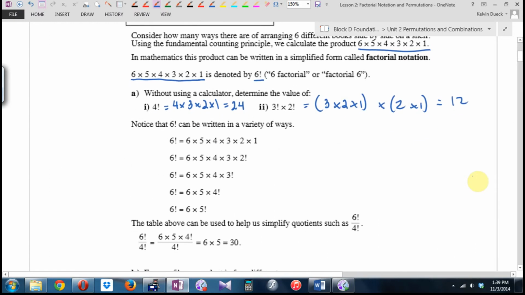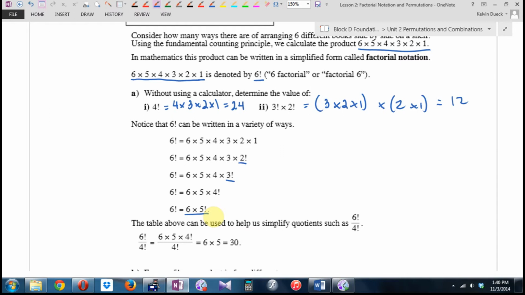Also, I want you to notice that 6 factorial can be written in a variety of ways. If you write it out all the way, 6 factorial is 6 times 5 times 4 times 3 times 2 times 1. But 2 times 1 is actually 2 factorial. You could write it as 6 times 5 times 4 times 3 times 2 factorial. Or, you know what? 3 times 2 times 1 is really 3 factorial. You could write it as 6 times 5 times 4 times 3 factorial. Or you could write it as 6 times 5 factorial, because 5 factorial is 5 times 4 times 3 times 2 times 1. So there are different ways to write this, and some are more convenient than others.